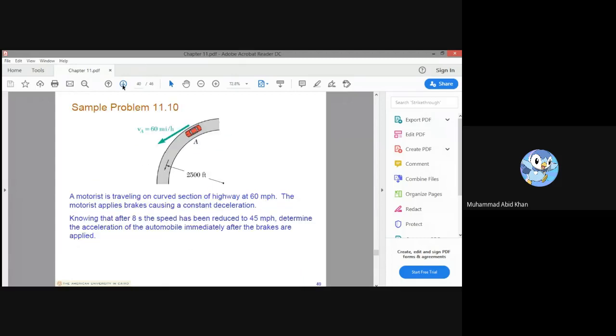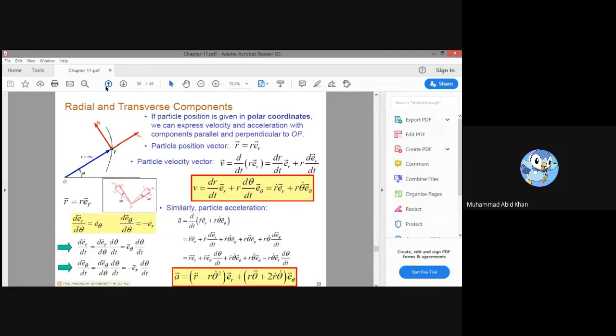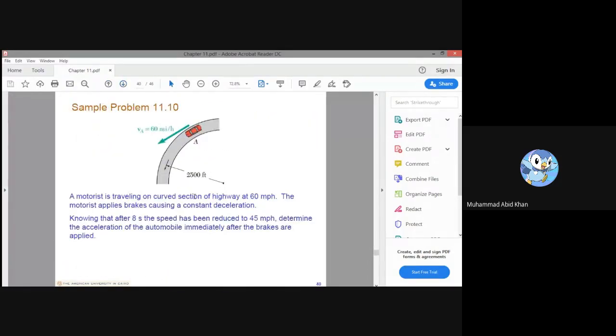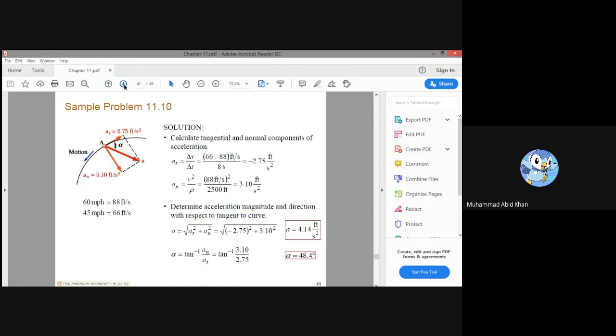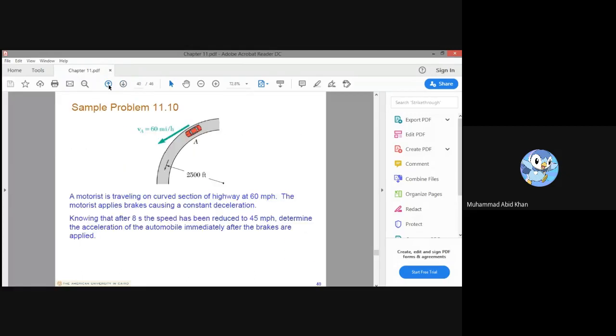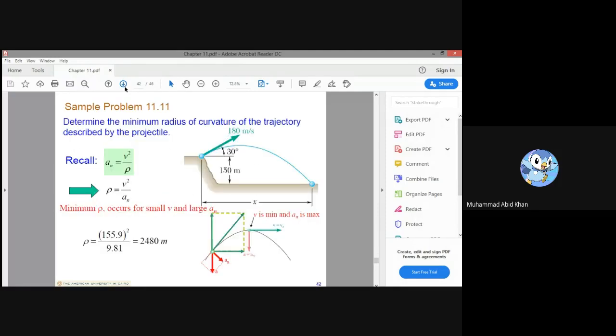Okay, the sample problem according to these topics is given here. And the solution is given here as well. You can calculate it according to this topic. And this one is a very nice example.